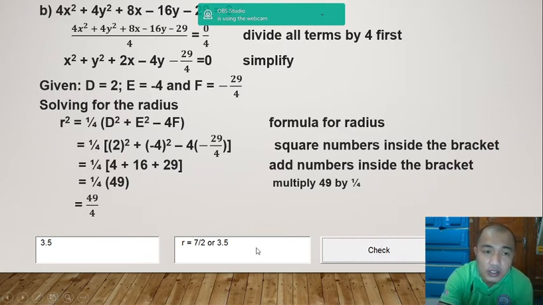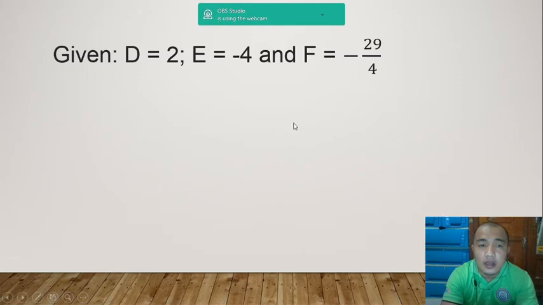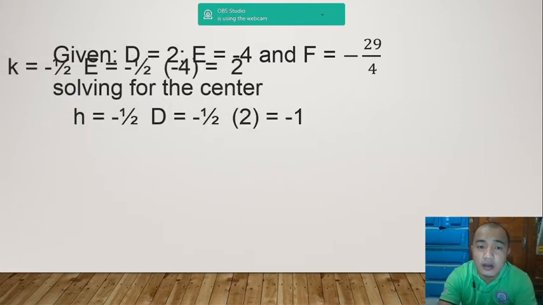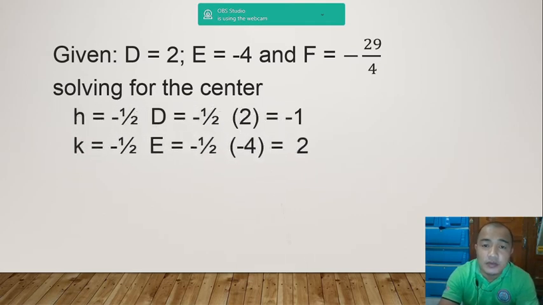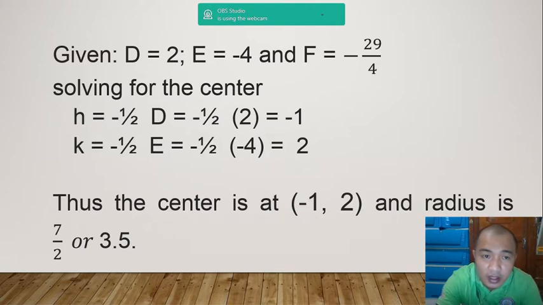We have here the radius. 3.5. Okay, that's the radius of the circle. How about the center? Okay, the center is, you just multiply D by negative 2. That's negative 1. That's bale yung H. Ito naman, divide by negative 2 yung E. Positive 2 yan yung K. Right? So, H is negative 1. K is positive 2. Therefore, the center is at negative 1, 2, and the radius is 3.5.